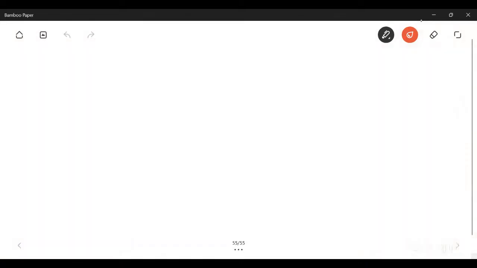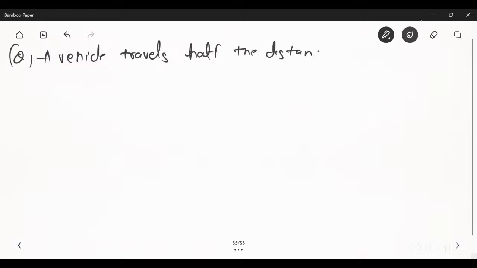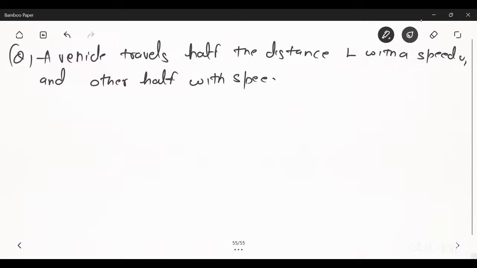Okay. Now the next question is: a vehicle travels half the distance L with a speed v1 and the other half with the speed v2. What is the average speed? So average speed is total distance upon total time.